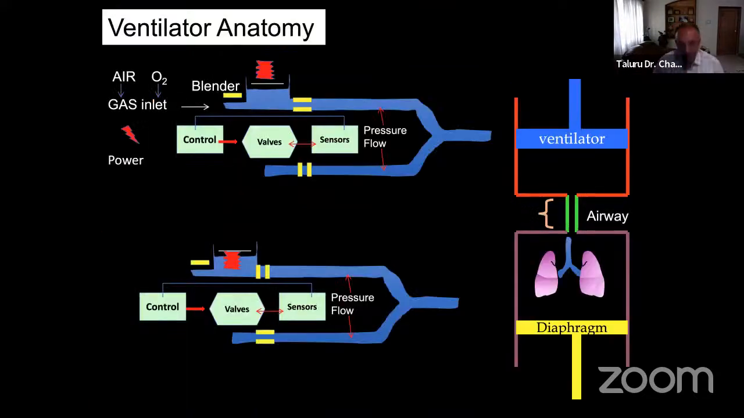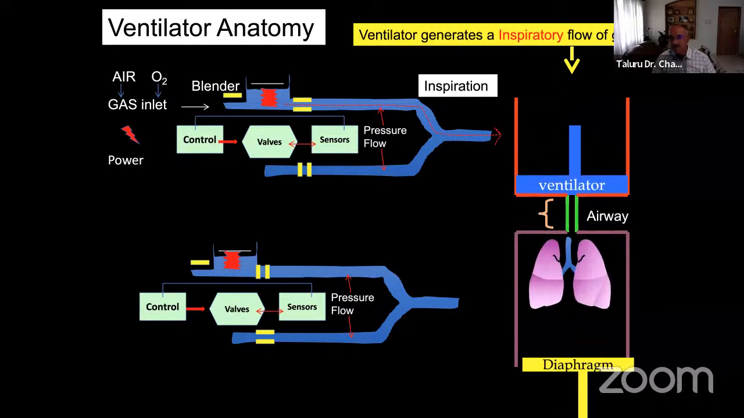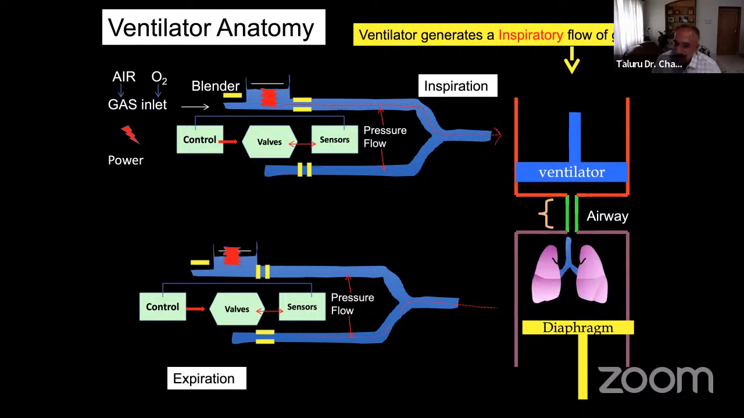So coming back to the anatomy of the ventilator, the ventilator will have so many controls, valves, sensors, pressure gauges and things like that, expiratory valve, inspiratory valve. For you and me, the ventilator just produces an inspiratory flow of gas. The lung expands, the diaphragm contracts. During expiration, the ventilator doesn't do anything.